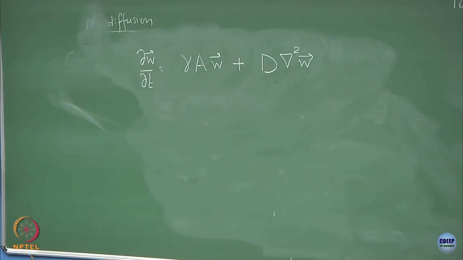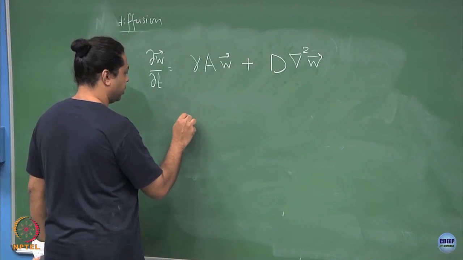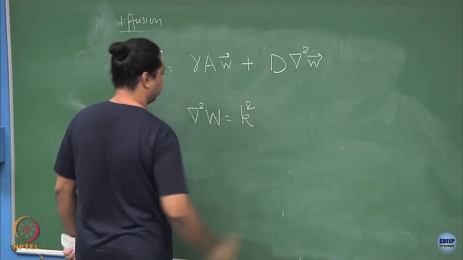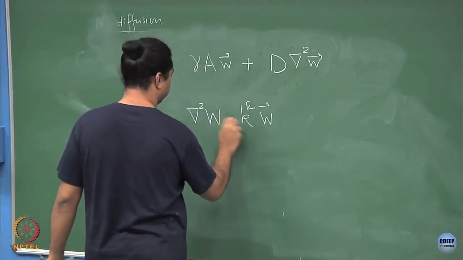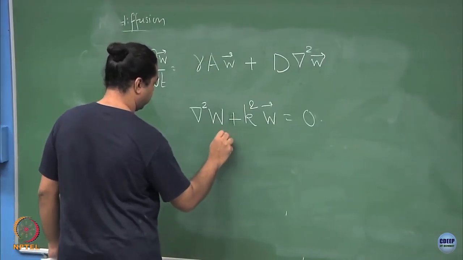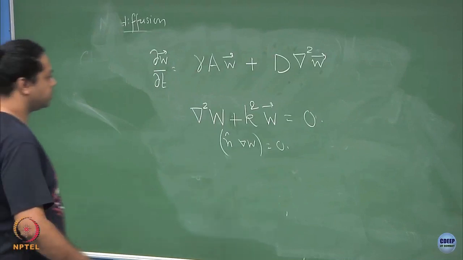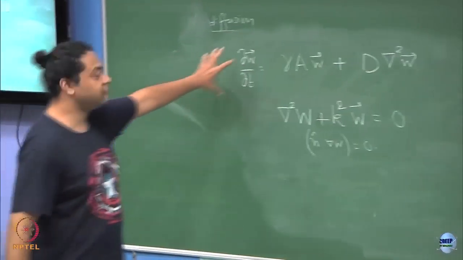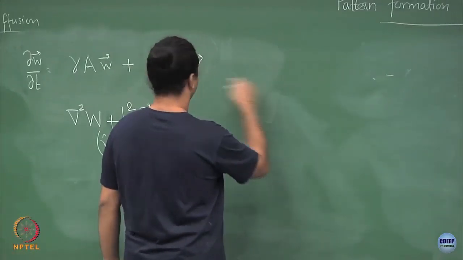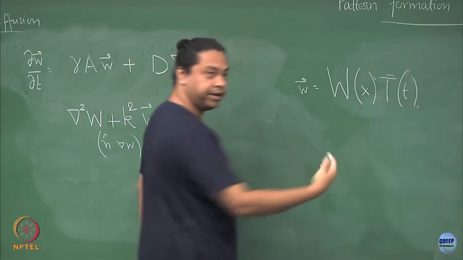So what do I do? Let me define the spatial eigenvalue problem, which is Laplacian W is equal to some k square times W, with the same boundary conditions, n dot grad W. So, just to summarize, I want to solve this equation. What is the standard thing to do? Maybe I do a separation of variables. Let me say this is a small w, and I will write this as some capital W of space times some capital T of time.